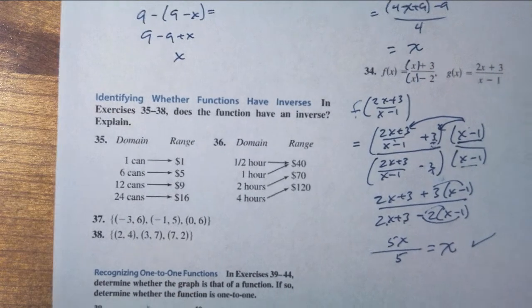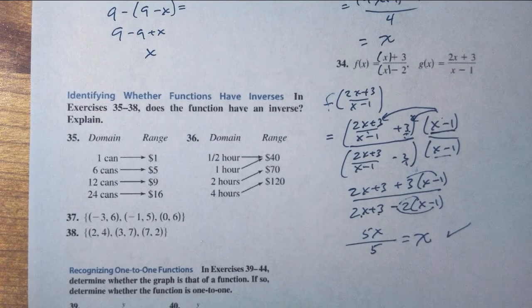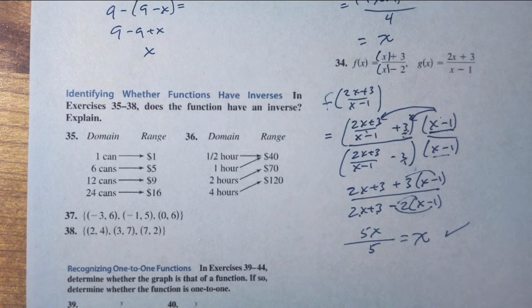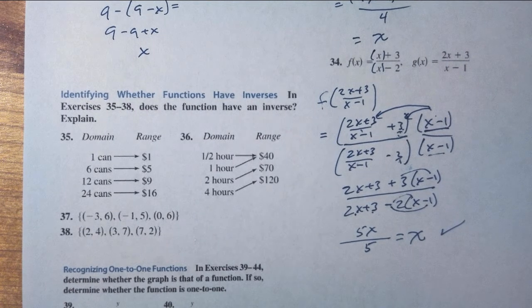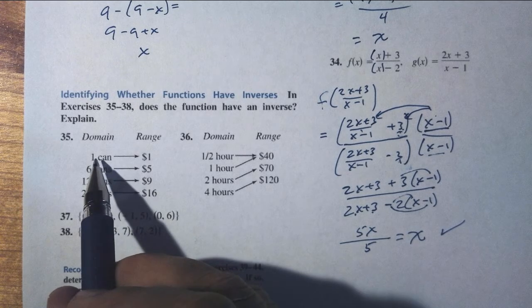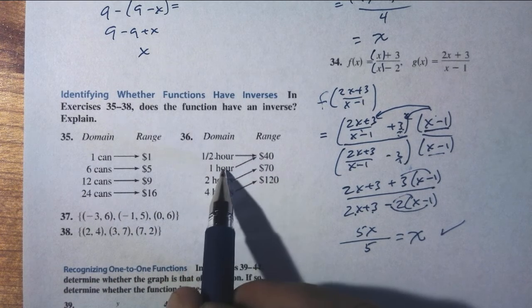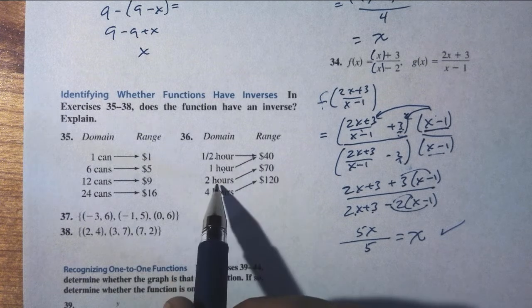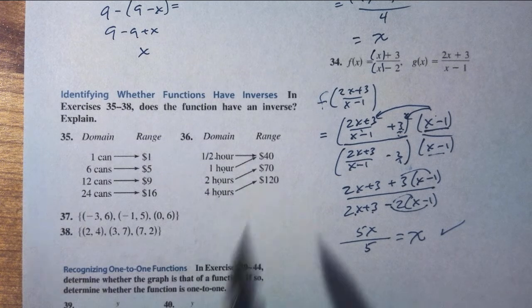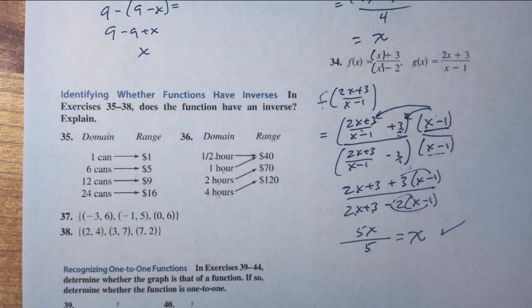Okay, 35 to 38, does the function have an inverse? Another way of asking this is, is it 1 to 1? Those things are basically mathematically synonymous. If it's 1 to 1, then it's a function, first of all, and all of these are functions. Like a half hour knows what to become. 1 hour becomes $40. 2 hours becomes $70. 4 hours becomes $120. But it has to be a function going backwards as well. That's what an inverse function is.